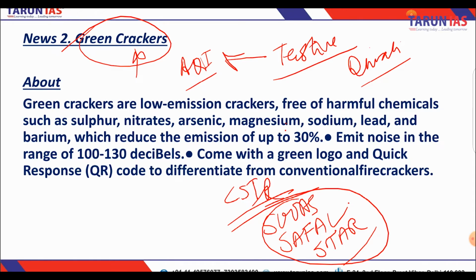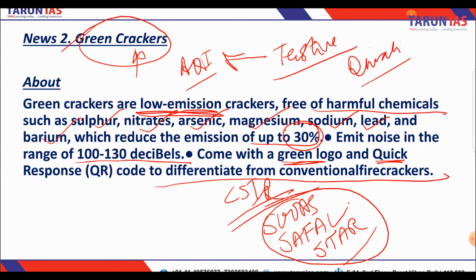What are green crackers? Basically, they are low-emission crackers. They are free from harmful chemicals such as sulphur, nitrates, arsenic, magnesium, sodium, lead, and barium. They reduce emission by up to 30%. They emit noise within the range of 100 to 130 decibels. They come with a green logo and QR code to differentiate them from conventional firecrackers.